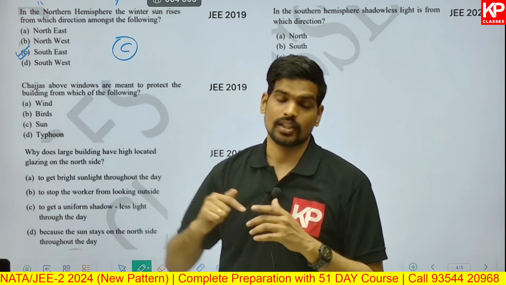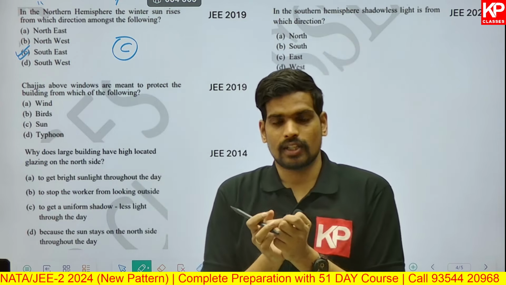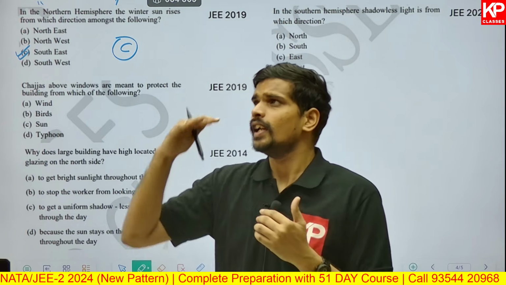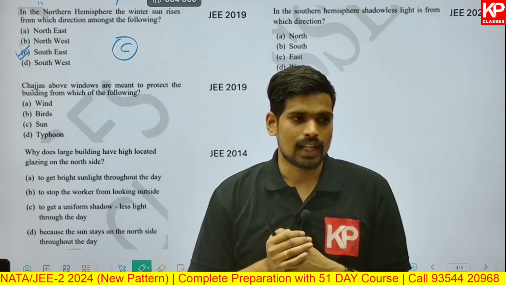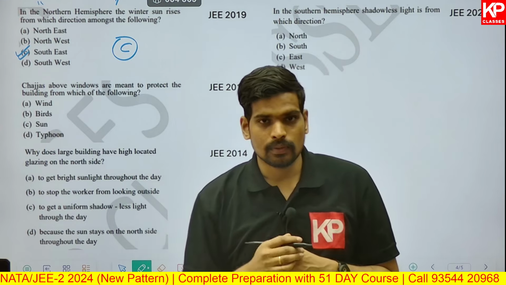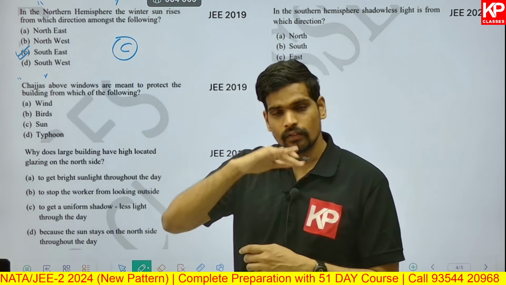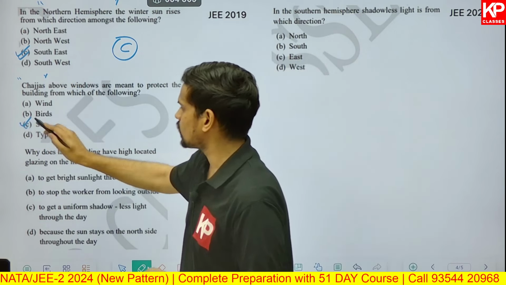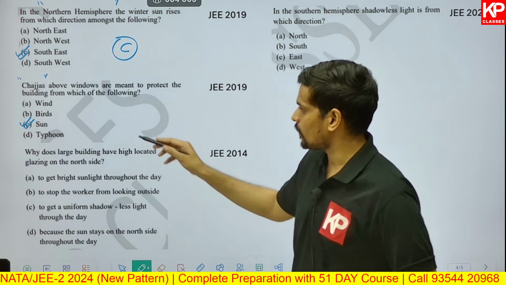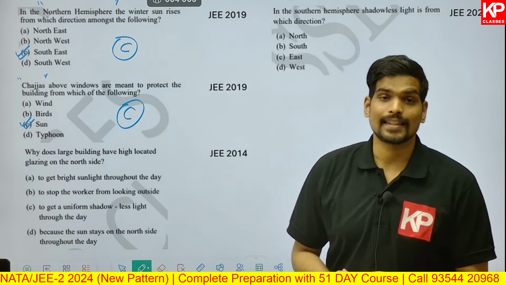Obviously, chhajjas are projections. So, what is the use of solar architecture in designing buildings? It is to understand how the angle of the sun is, how much should be the length of the projection. That's what solar architecture is about. And these projections are called chhajjas, which are used to shade the buildings or shade the windows and protect them from the extra sun rays, extra sun's heat.